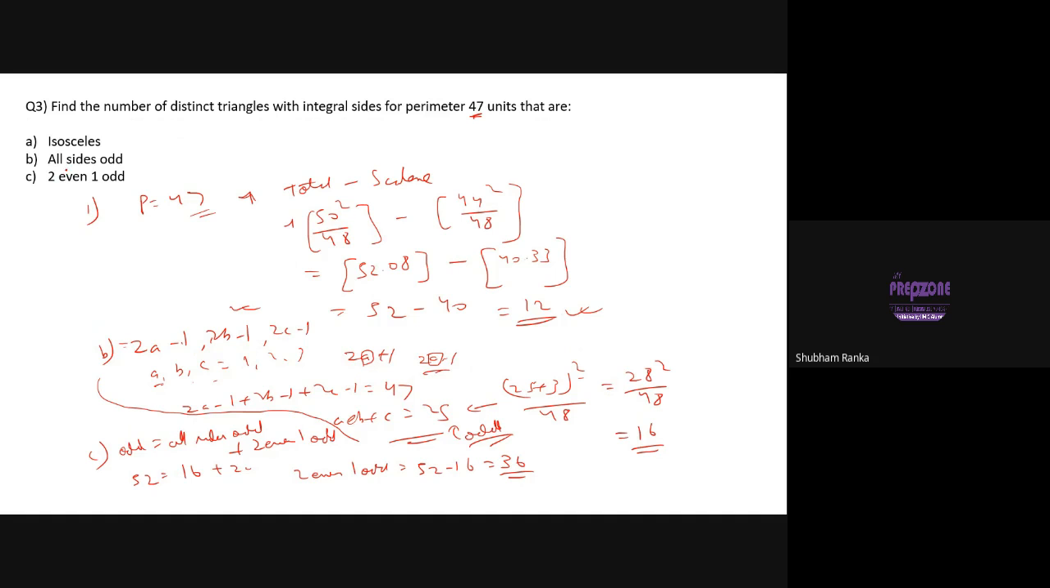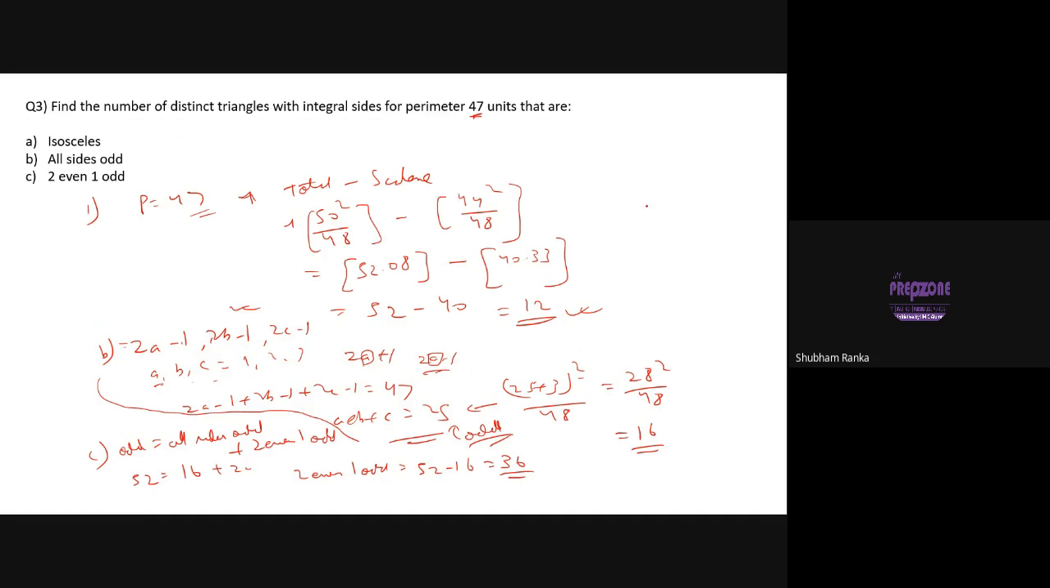So again, just to recap: total odd perimeter 50 square by 48, 52 triangles. For isosceles, subtract scalene, got 12. For all sides odd, found it by 2a minus 1, 2b minus 1, 2c minus 1. And for the two even, one odd, just subtracted the all sides odd from the total, because there's no other case possible.